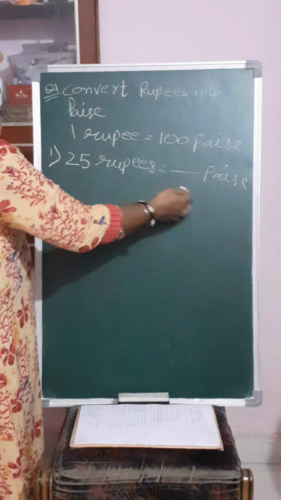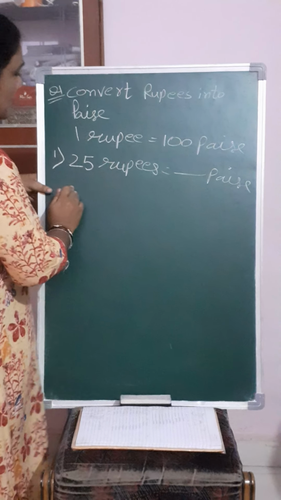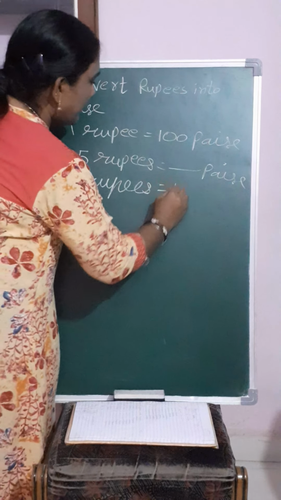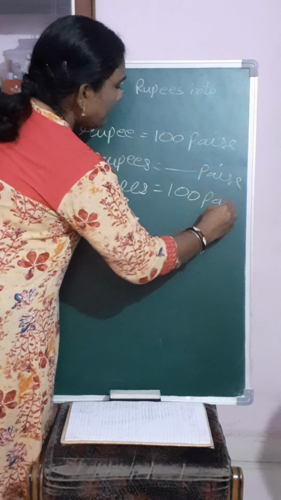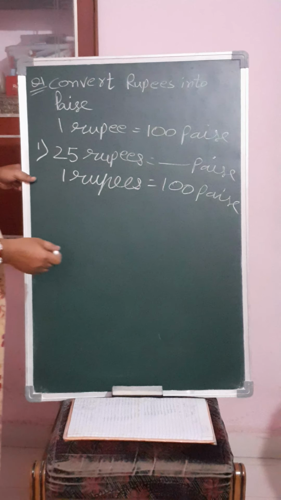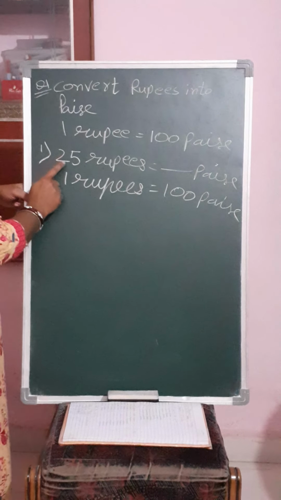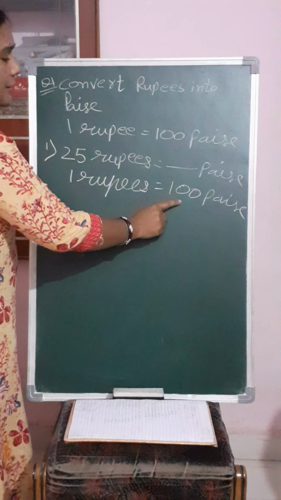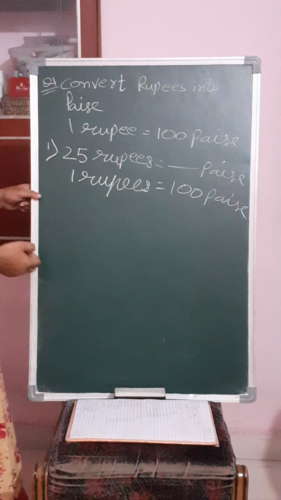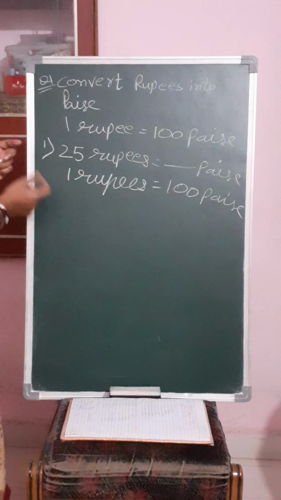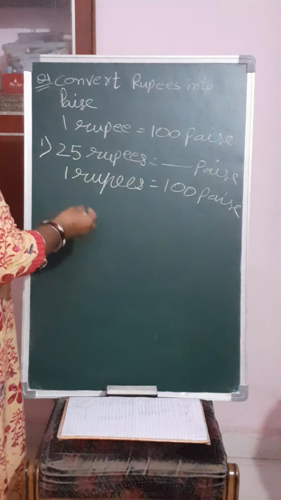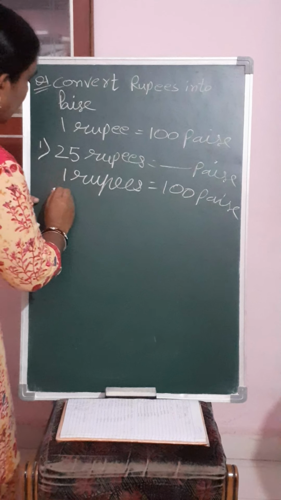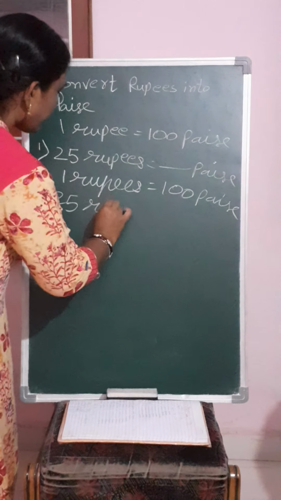So now 25 rupees equal to dash paisa. How will we convert it? First of all, 1 rupee is equal to 100 paisa. So whenever we are converting into paisa, what will we do? We will multiply the number of rupees by 100. Why? Because 1 rupee equal to 100 paisa. We are making more small pieces, it becomes more coins. So that's why we will multiply.